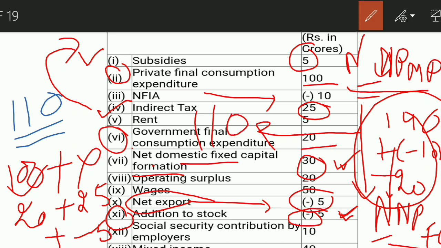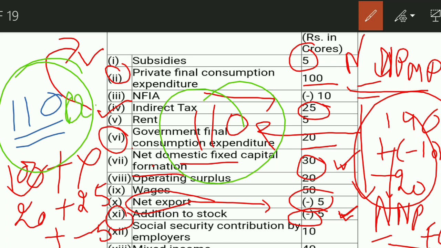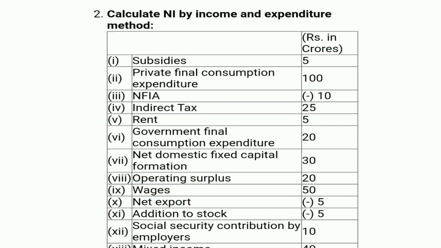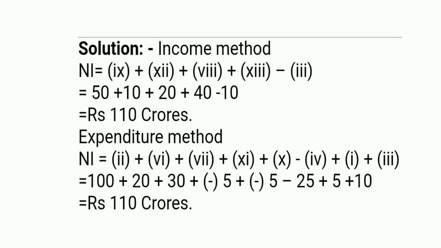So here you can notice that our answer by both the methods, by income method as well as by expenditure method, is the same. And don't forget to mention the units, both are in crore. So how we reached that answer, I hope that this is clear to you. Here I have mentioned the same in a neat and clean way.